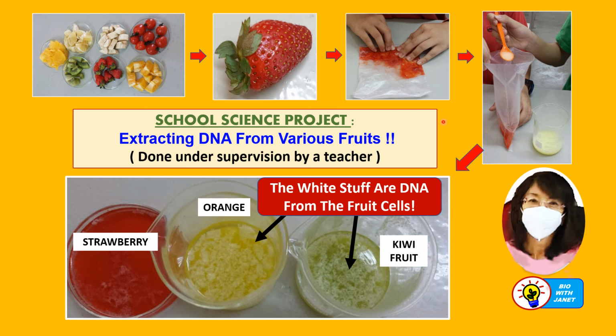So the main purpose of mashing them up is so that all the DNA can come out from the cells, and then through various processes, the DNA will emerge and be seen in the fruit juices, in the pulp that is produced. So this is a very interesting science project, and sometimes it's done even at the Form 6 level.